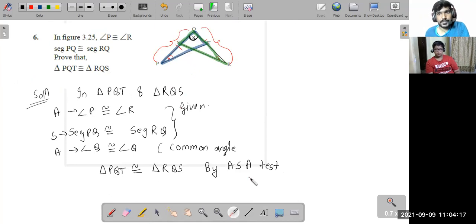Clear? Write it down. Go through it and write it down.